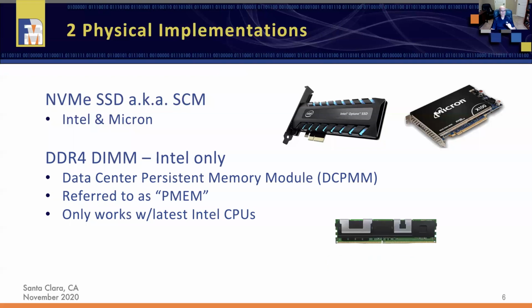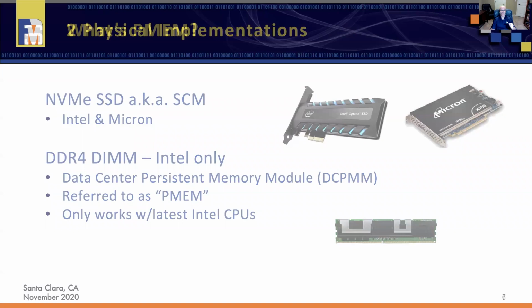But the other implementation as a data center persistent memory module, or DCPMM, which nobody talks about, it's really referred to as PMEM, is a DDR4 DIMM, and it's only from Intel. And it only works with Intel's latest CPUs. Don't try to make this work with ARM or with AMD or with Power. It's not going to work with those chips. It only works with Intel CPUs and only the latest Intel CPUs.